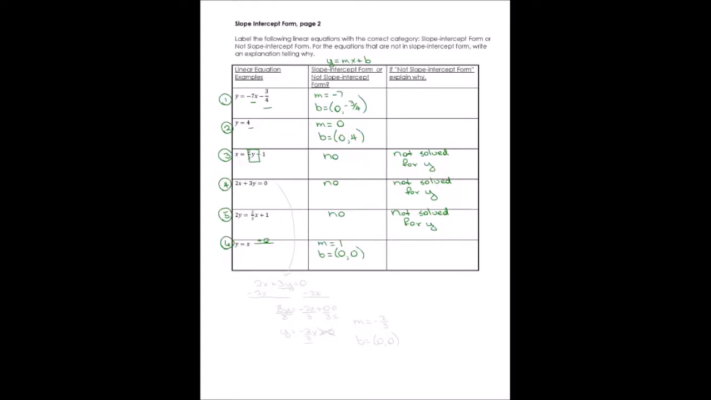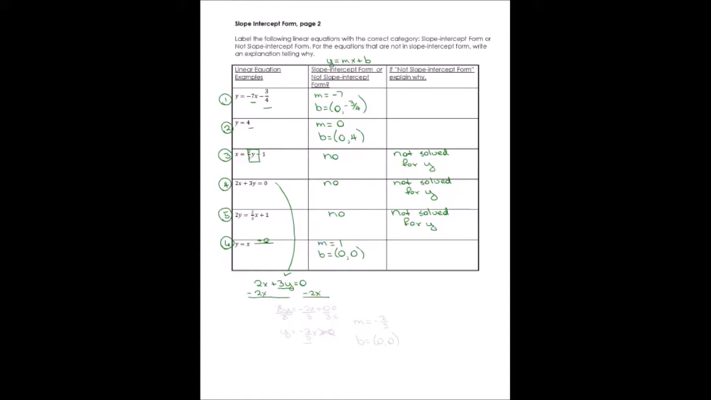Now, what happens if we have one of these and we say, you know, I really would like for that to be in slope-intercept form, but it's not? Let's take one of these examples and see if we can get it there. Let's take number 4. See if we can rewrite this equation and solve it for the variable y. I've got 2x plus 3y equals 0. Now, I want to isolate the y term, so I'm going to subtract 2x from both sides of this equation.